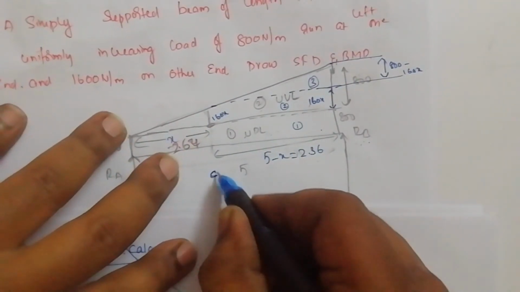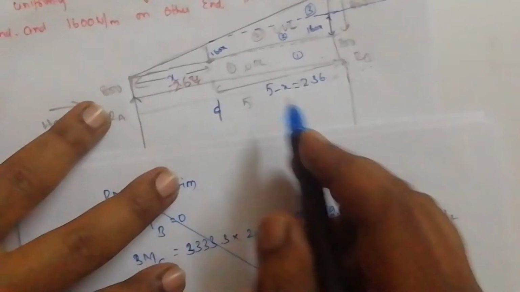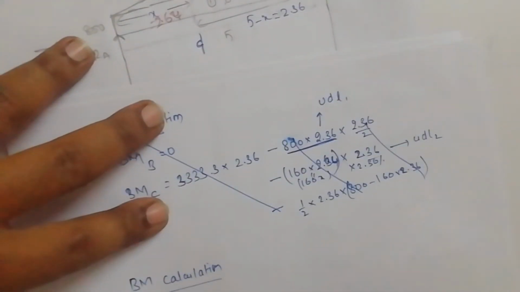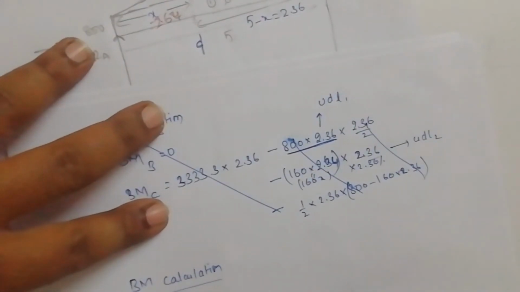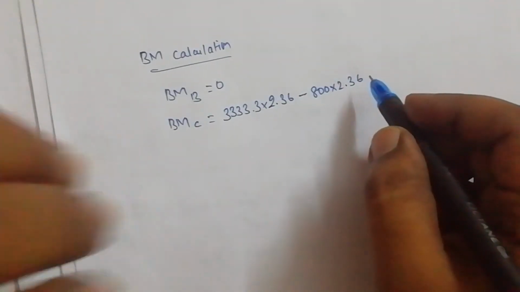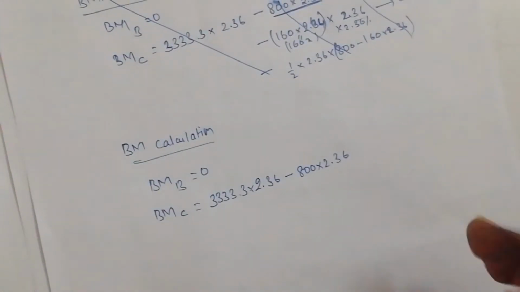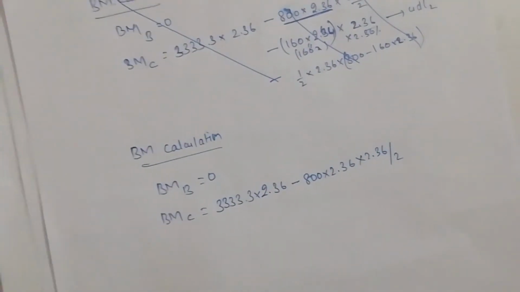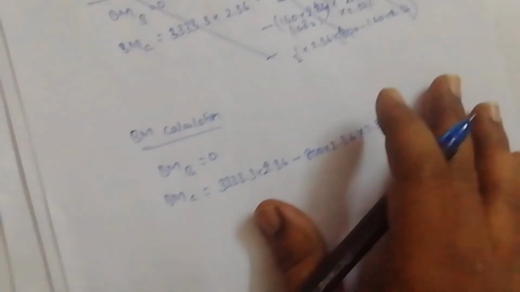This is your point C. So RB to point C is 2.36. So that is 2.36 minus, because of this UDL. So UDL length is 800 we are having. So 800 into 2.36, into 2.36 divided by 2.